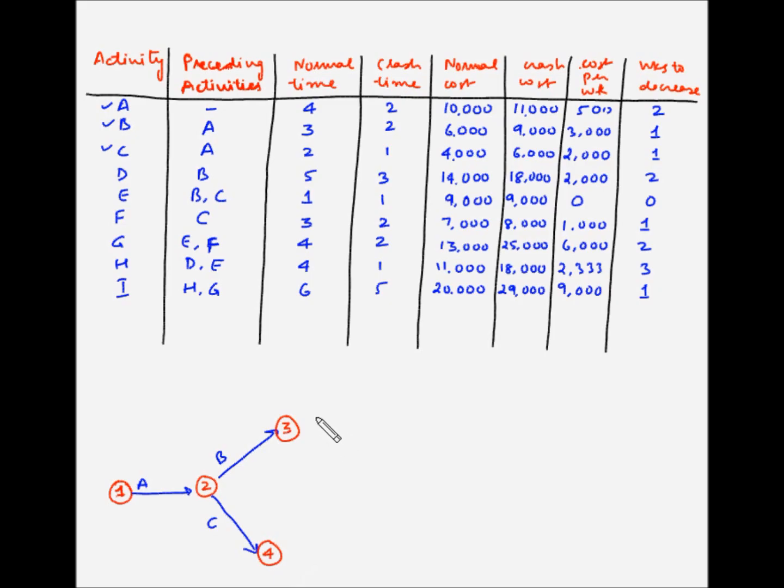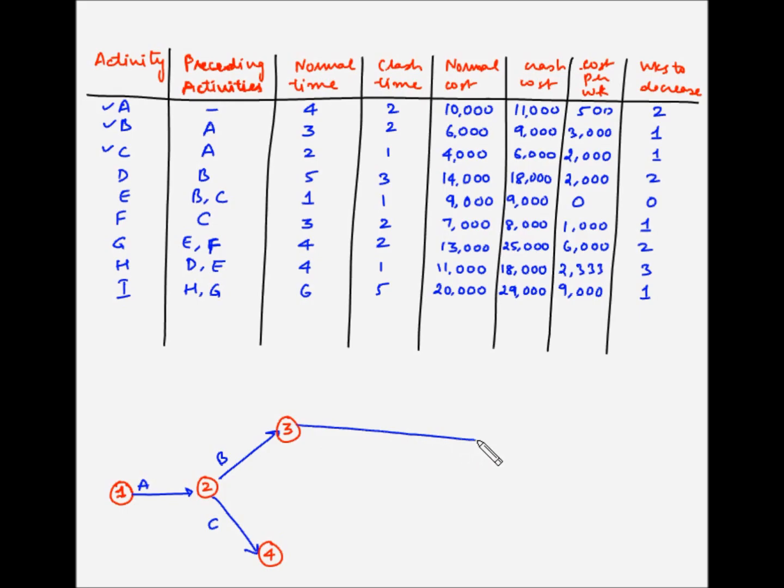Now let's first draw D, which is dependent only on B. So let's say this is D. So we have completed D. Now E is dependent on both B and C, while F is dependent on C. So if we draw a dummy activity from 3 to 4 and then draw E from here, that would mean E is dependent on both B and C, which meets this criteria. However, F is dependent only on C. So if we draw F from here as well, then that would mean that F is also dependent on both B and C. So this is not going to work.